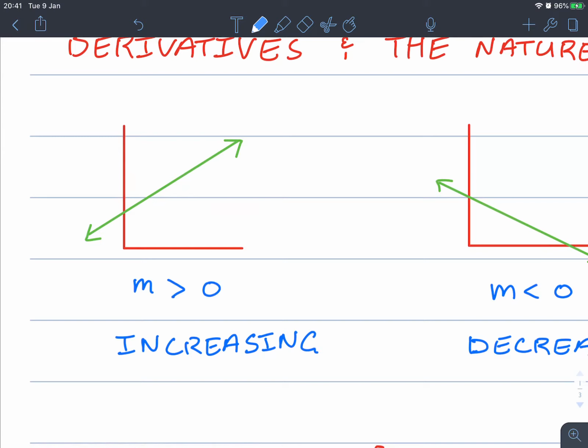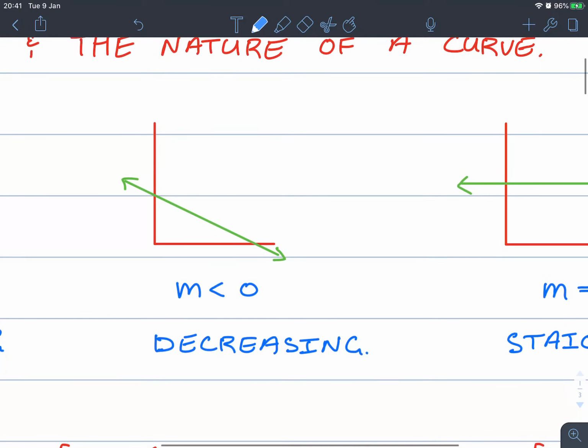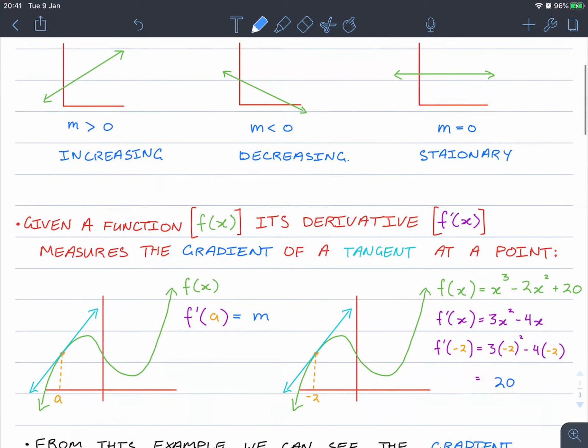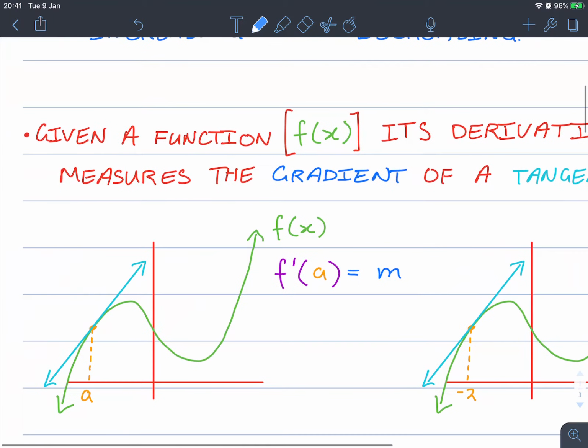we can see here that we have a positive gradient, so m is greater than 0, and we know that this function is increasing. If m is less than 0, so the gradient is less than 0, the function is decreasing. And if the gradient m is stationary, the line is flat, and it is not moving, it is stationary. We're going to combine this with our idea of functions and its derivatives.